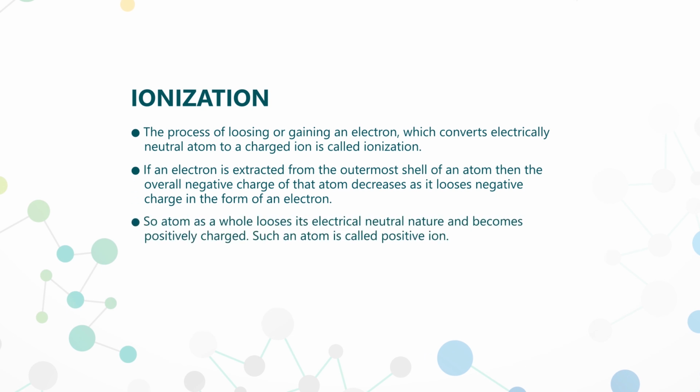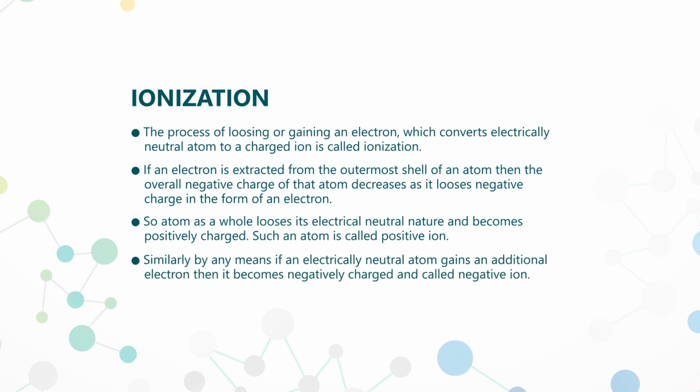The atom as a whole loses its electrically neutral nature and becomes positively charged. Such an atom is called a positive ion. Similarly, if an electrically neutral atom gains an additional electron by any means, it becomes negatively charged, and it is called a negative ion.